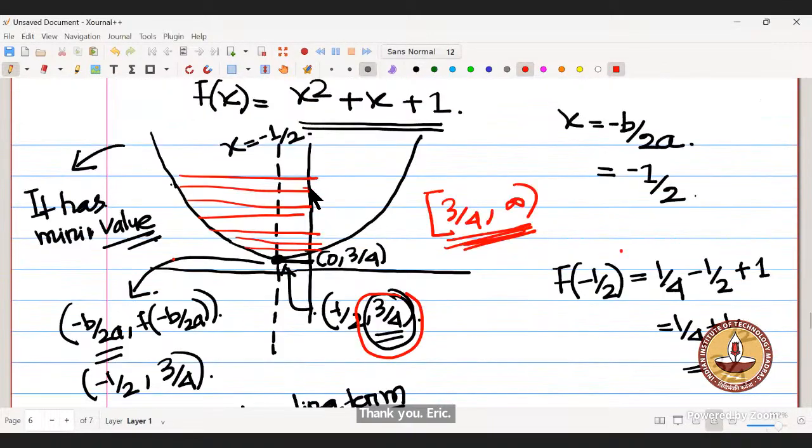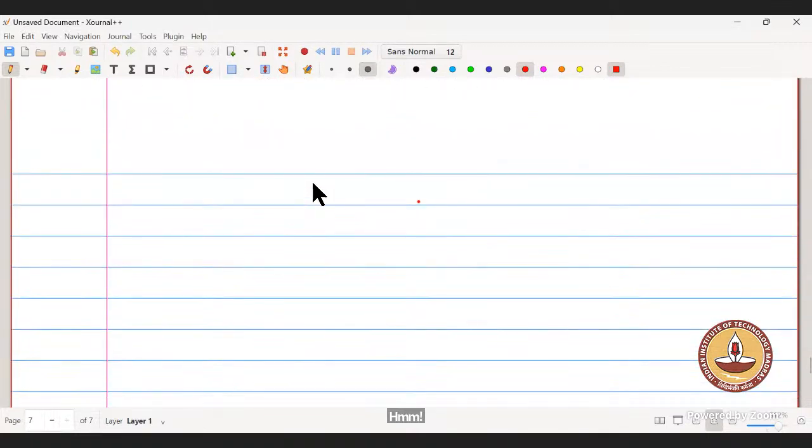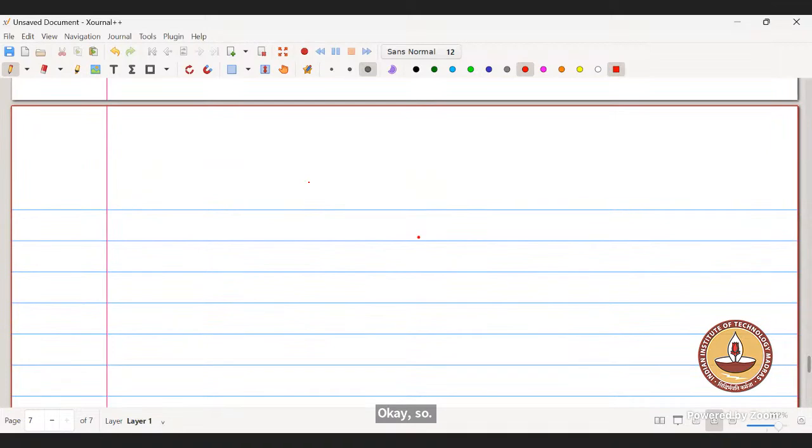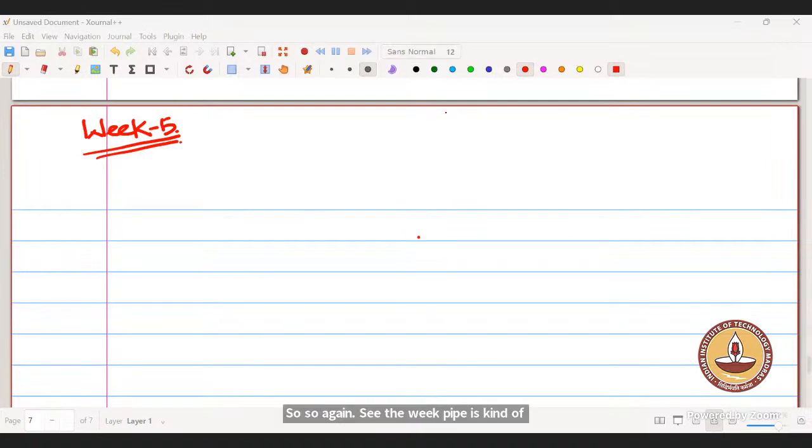Okay, so week 5. See, week 5 is kind of okay. Some portion is basically the same thing that you studied in week 1. The first concept of week 5 is the 1-1 function.